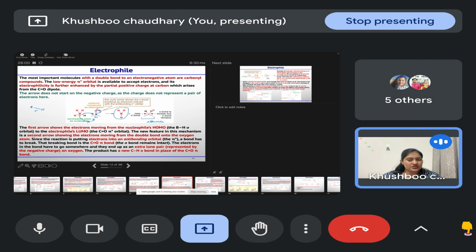Now why is it so? Because carbon can't be pentavalent, so as one bond is forming with hydrogen, the pi bond should be cleaved. So this is the case.